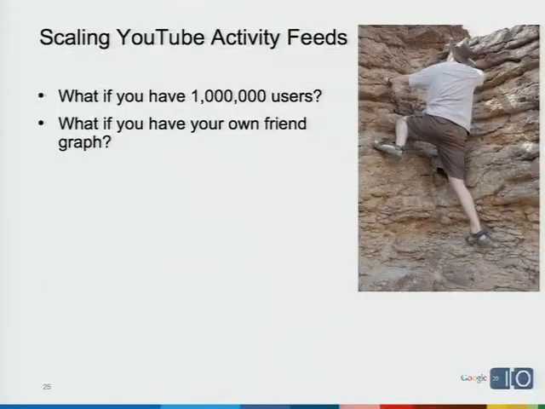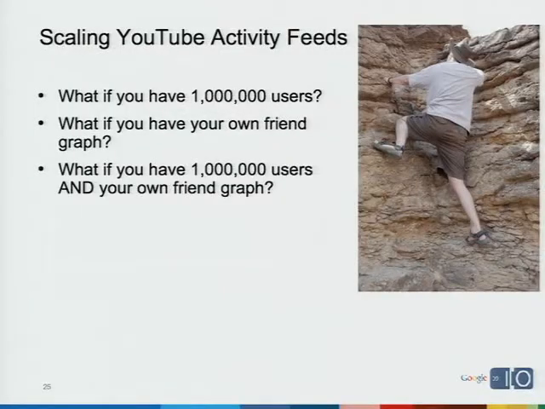Okay, so we've been through the basics of how you could build this app, and certainly it's not too hard with our client library. But what happens if you have 1 million users? Or what happens if you have your own friend graph? Or, terror of terrors, what happens if you have 1 million users and your own friend graph? Well, are you out of luck?